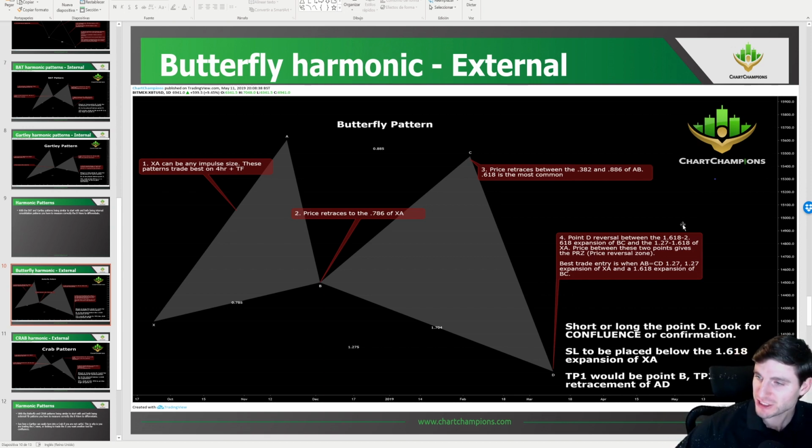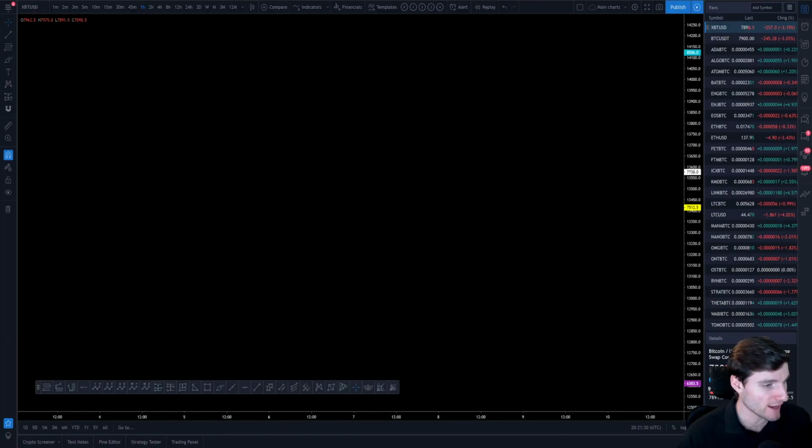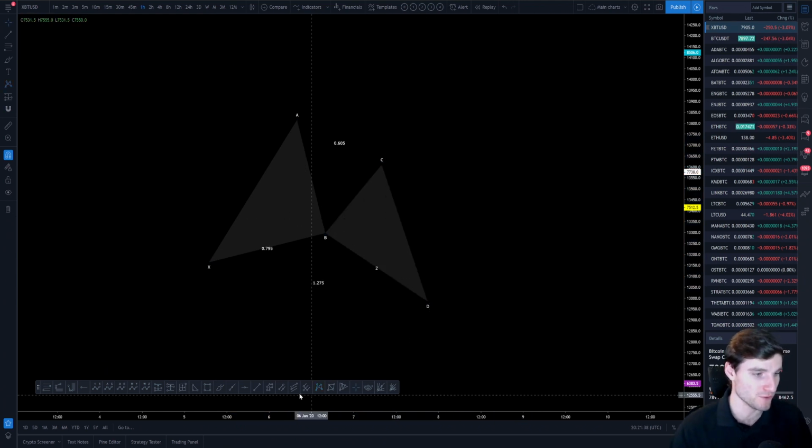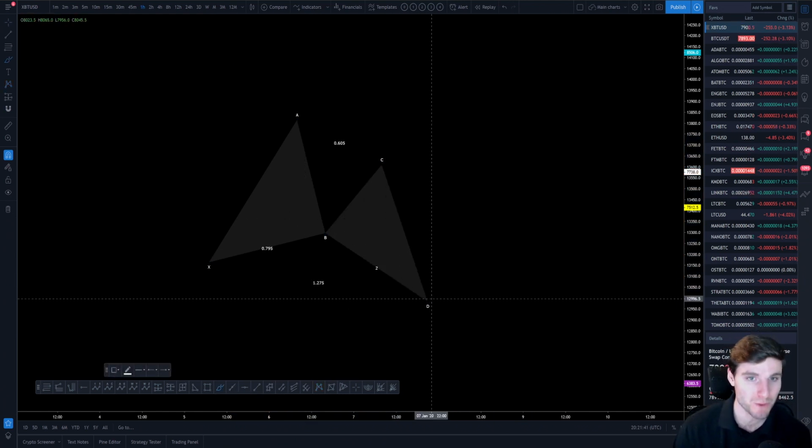Alexander, your cheat sheet indicates that point D indicates a long or short. Absolutely, yes. Is it necessary, therefore, to wait for a market reaction before trading any harmonic pattern? Okay, so really good question. So let's put on a harmonic here a second and answer that. Let's say we got this one, and let's say we're waiting for a confluence. So the question is, should we wait for a reaction?